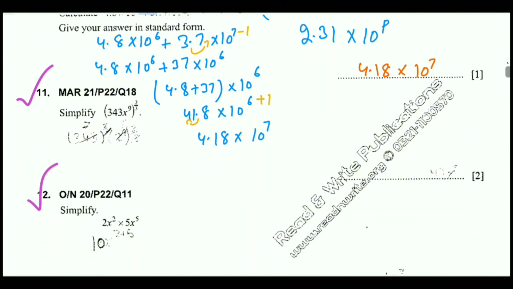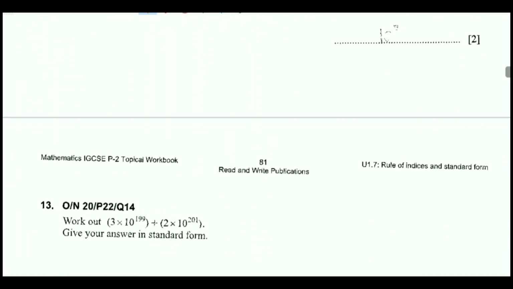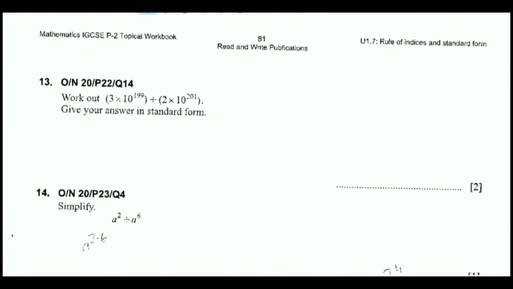Okay, so next question, question number 13. If I make the smaller power bigger, then I can find the answer directly. So here I will make 199 as 201. So 3 multiplied by 10 raised to power 199 plus 2 into 10 raised to power 201.